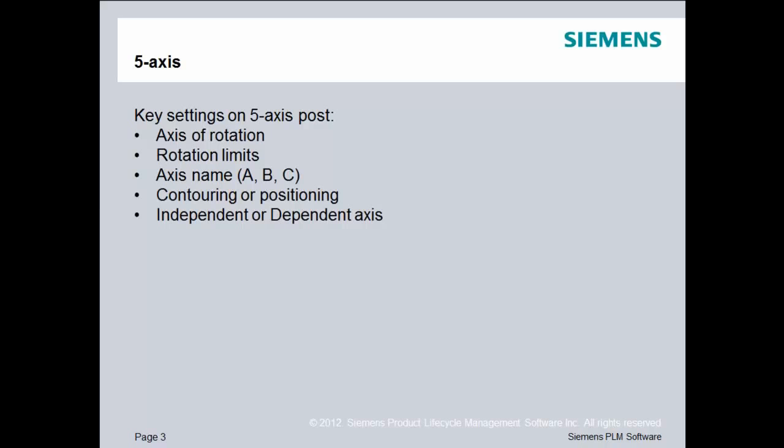When creating a 5-axis post processor, there are several things you need to keep in mind. As with the 4-axis post, we need to understand the axes of rotation, the rotation limits, the axes name, also whether one or more of the axes are contouring or positioning. But there is another requirement: you need to understand whether the axes we're talking about is an independent or dependent axis.